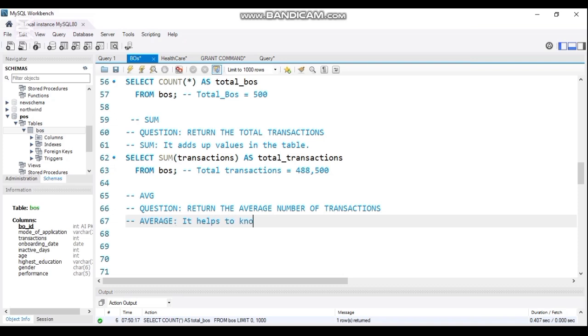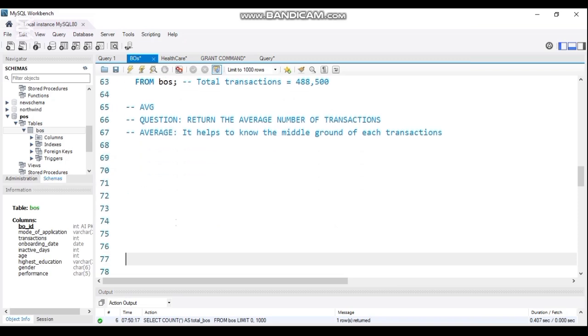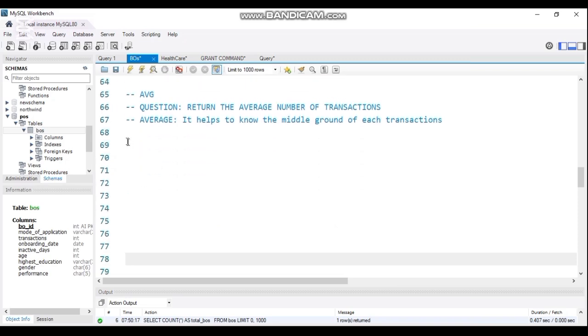You can also do that with salary. As an employer, you want to know your employees' average salary. You can add all their numbers together and see their middle ground, the typical amount they take by month end. So that's what average does in SQL and every other mathematical term we can see it.